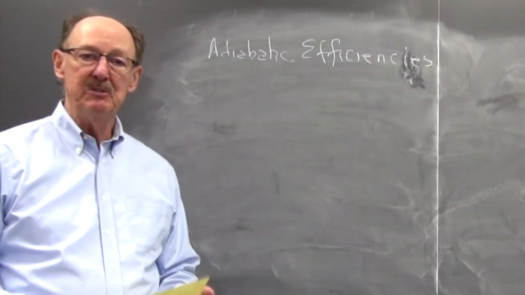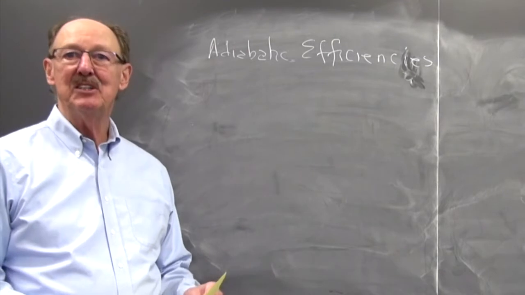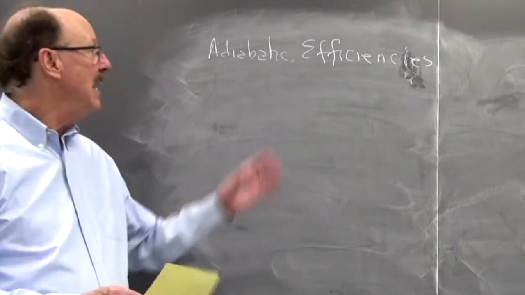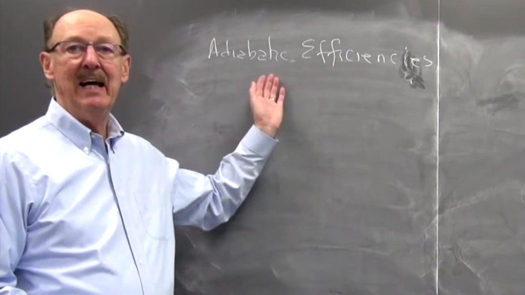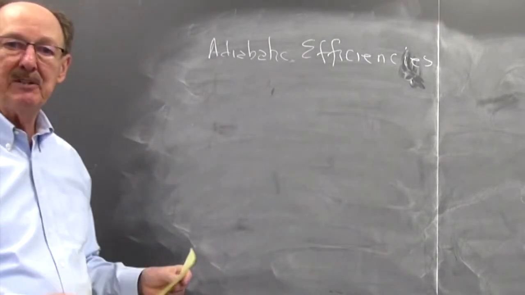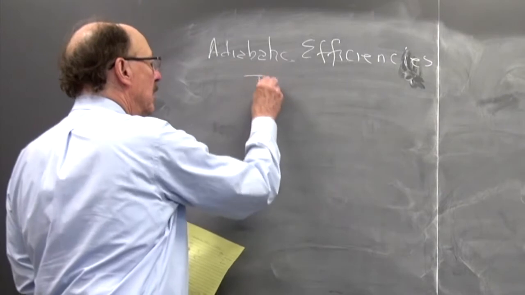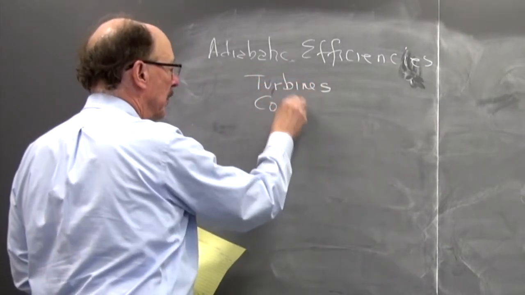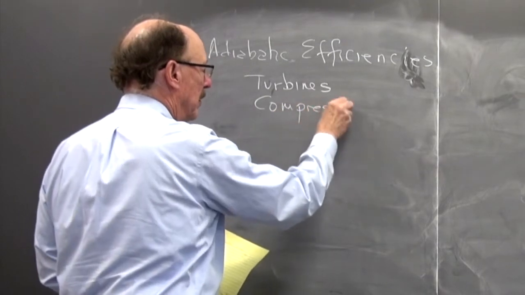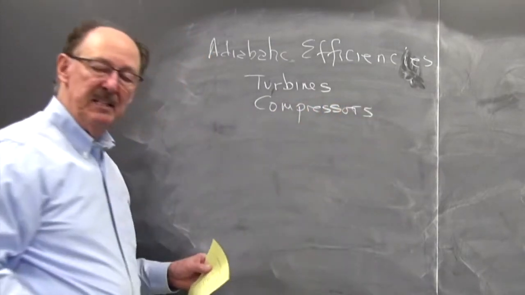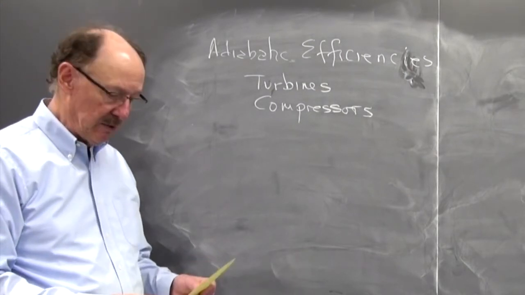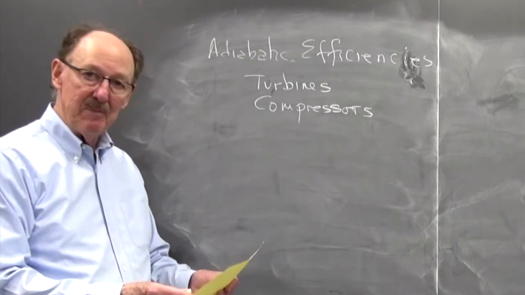What we want to do is introduce another concept. If the second law efficiency for devices weren't sufficient, there are adiabatic efficiencies as well. The adiabatic efficiencies apply to turbines and compressors. And this efficiency is actually the one that tends to be used in industry more than the second law efficiency. So let's examine what it looks like.